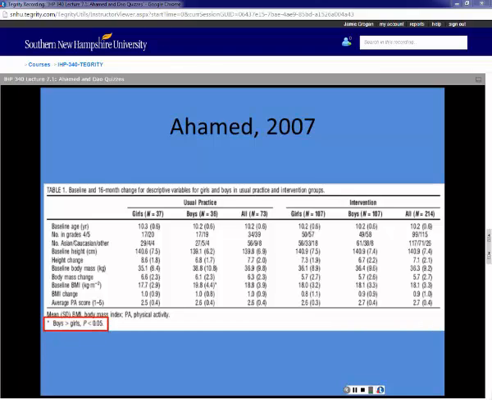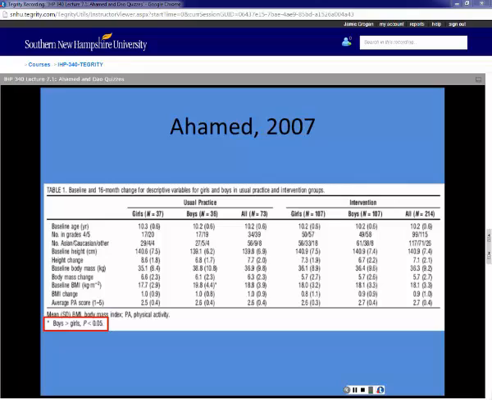I want to draw your attention to the bottom footnote. There's a little asterisk, and it says boys greater than girls, p less than 0.05. And so in this table, what they've done is a comparison between boys and girls, and they've highlighted anything that is statistically significant.